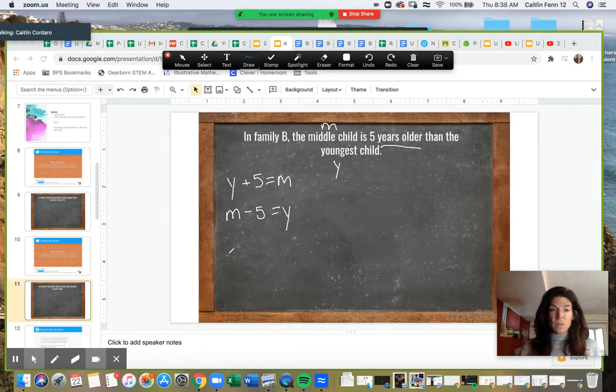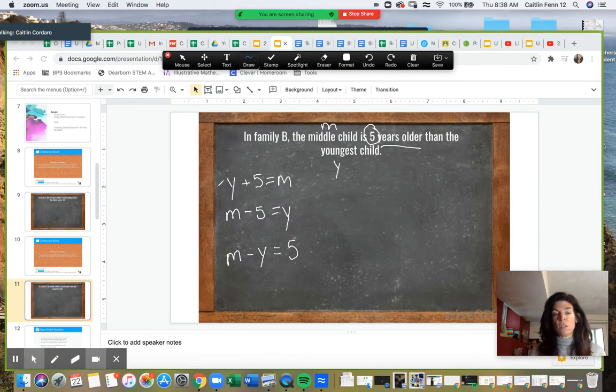Now, if I start with the middle child's age and I subtract the younger child's age, what will be the difference between their two ages? Remember, the difference is the answer to a subtraction problem. What's the difference between their two ages? 5 years.